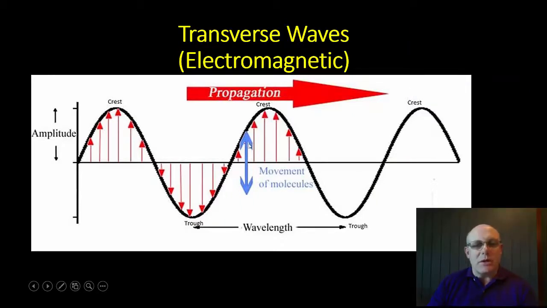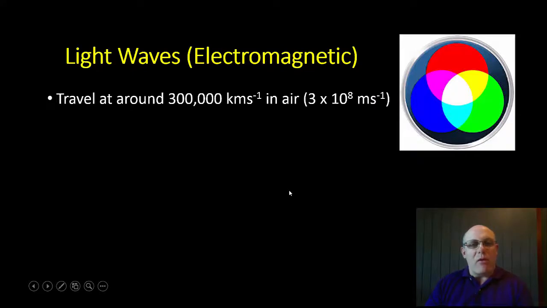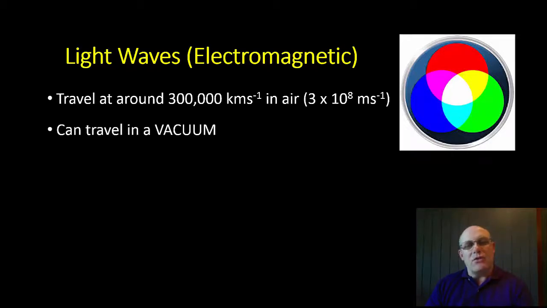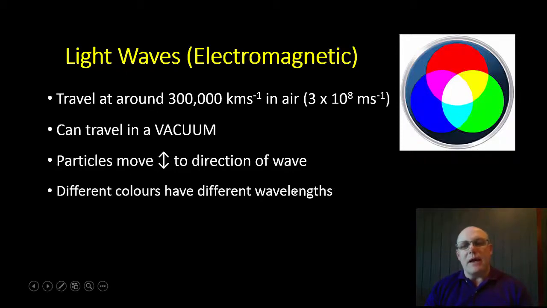A transverse wave, or light wave, is an example of that. The movement of the particles is perpendicular to the direction of the wave itself. Light waves travel at 300,000 kilometers per second, or 3 times 10 to the 8 meters per second. They can travel in a vacuum. They don't need a medium to travel through. The particles move in a perpendicular direction to the direction of the wave. Different colours have their own particular wavelength. The visible light spectrum ranges from about 450 nanometers up to about 750 nanometers.